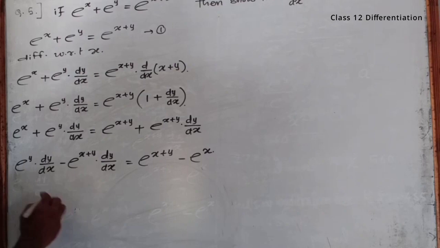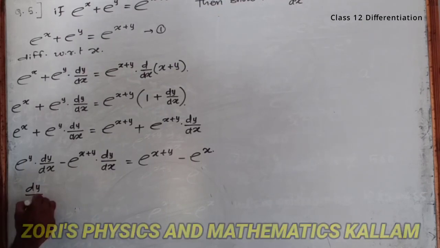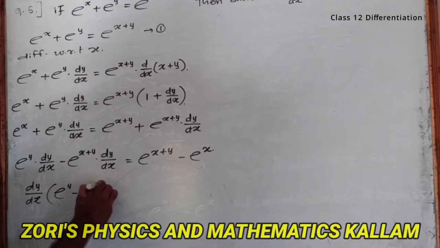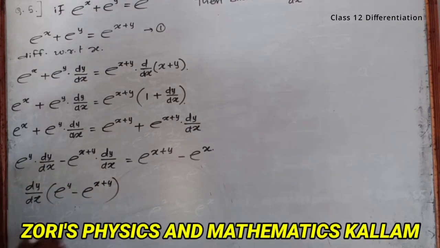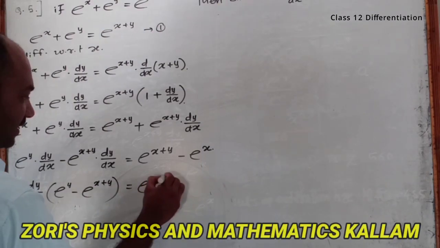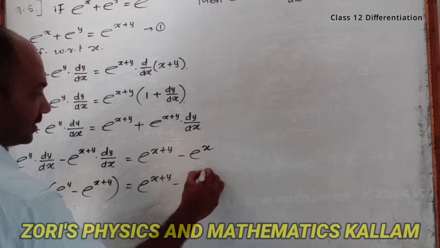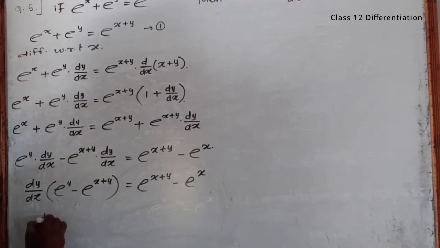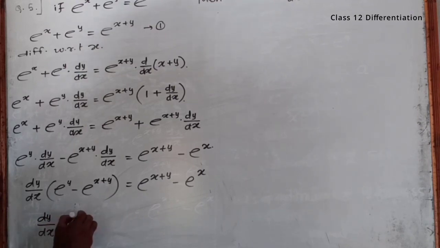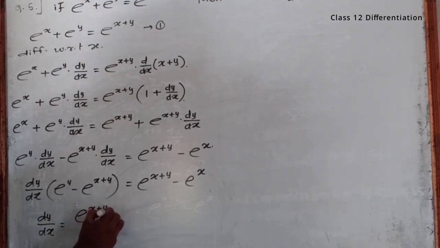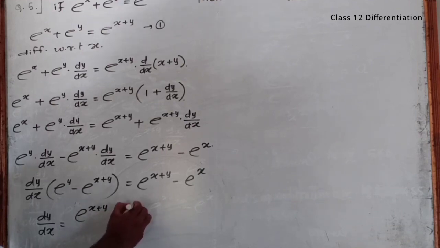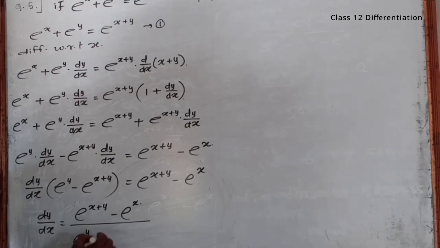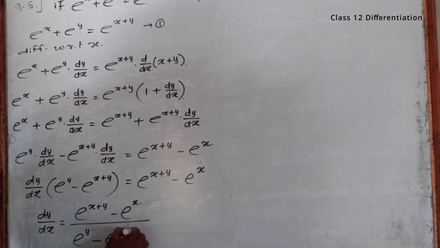Now take common dy upon dx. So dy upon dx in bracket e to the power y minus e to the power x plus y is equal to e to the power x plus y minus e to the power x. Now take this term to the denominator here. Therefore dy upon dx is equal to e to the power x plus y minus e to the power x divided by e to the power y minus e to the power x plus y.